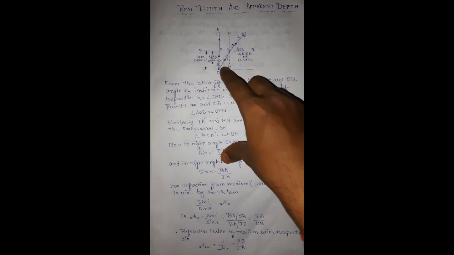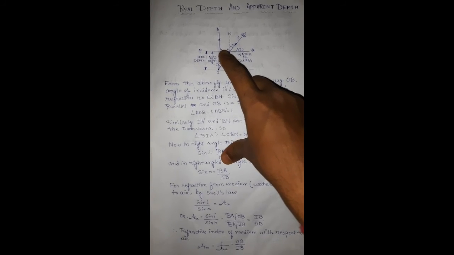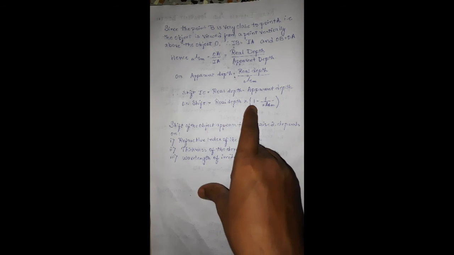Okay, let me show you. See, in this figure, this shift we are seeing is OA minus IA. Showing you again, this shift IO is equal to real depth, meaning AO, minus apparent depth, meaning AI. Clear? Now we can say that the shift is equal to real depth into 1 minus 1 by the refractive index of medium with respect to air.